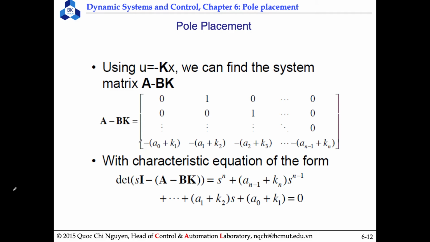If we take A minus BK, we take the k here, and if we calculate the determinant of this one, it results in the characteristic equation of this form. Then we look at the coefficients. The k coefficients appear from k1 until kn, right?